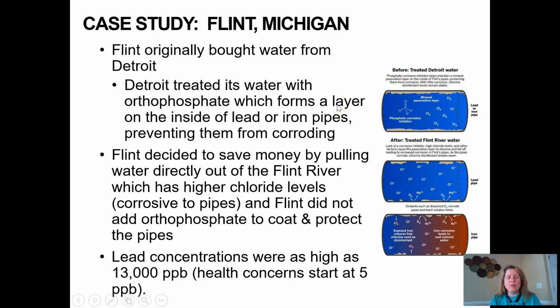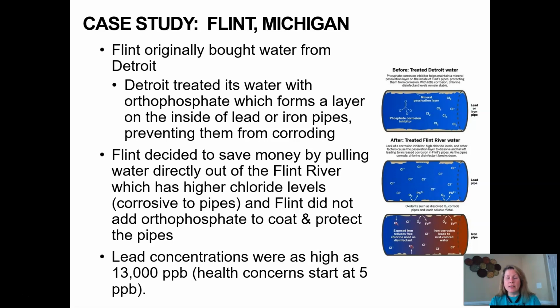What happened was Flint decided they would save money. The water that was coming from Detroit was expensive, so they wanted to save money. They pulled the water directly out of the Flint River, which for one had higher chloride levels, which is corrosive to pipes, and also it was not treated with the orthophosphate chemical to coat and protect the pipes. So what happened was that chloride helped to degrade that protective coating that was there anyway, and then we had no more orthophosphate in the water to add to that coating.